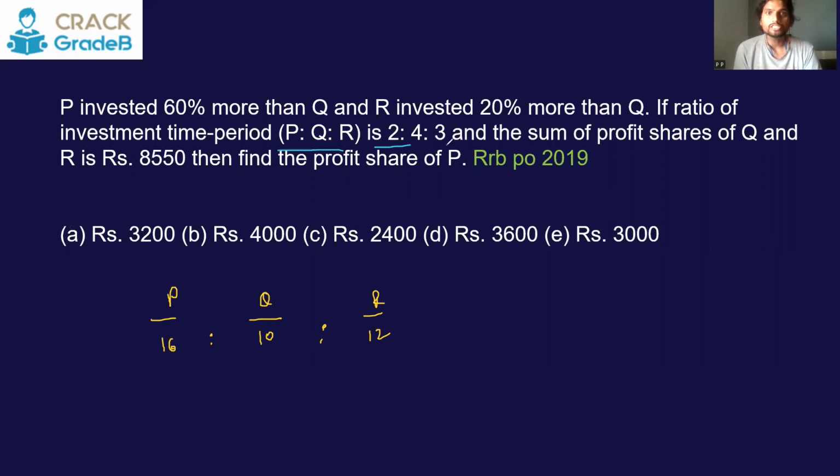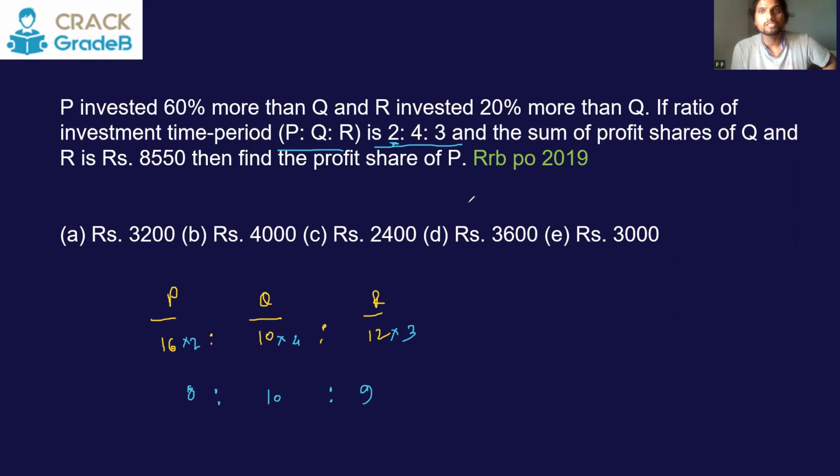Their time periods duration is in the ratio 2:4:3. That means if P invested for 2 months, his duration is 2. Q's duration will be 4 and R's duration will be 3. So in this ratio, they will be getting the profit. If you simplify it, if you divide by 4, it is 4 2s are 8 is to 10 is to 9. In this ratio, they will divide their profit.